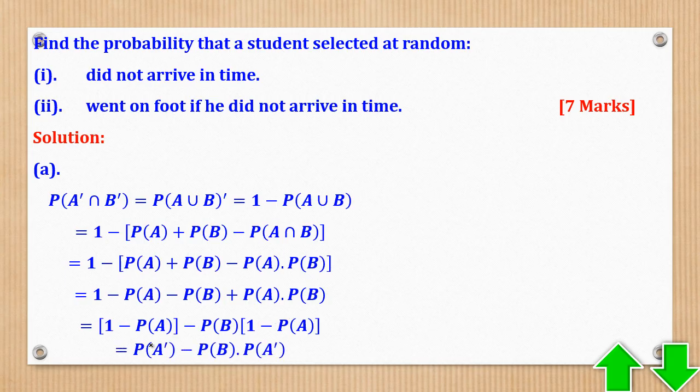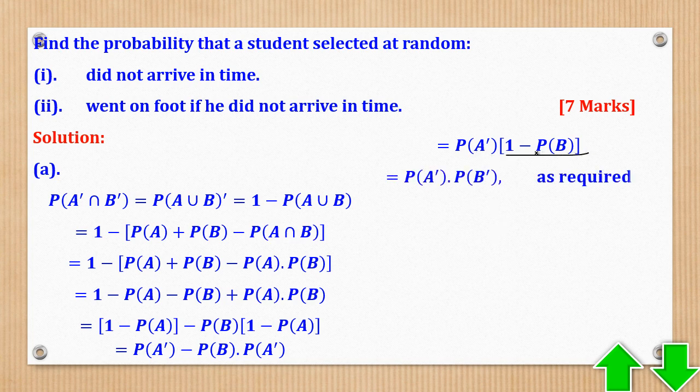So this can be A complement, this will also be A complement. Now A complement is also common, so pull it out, and you should come up with this. And this can also be B complement. Now because this is equal to this, then the events A complement and B complement are also independent.